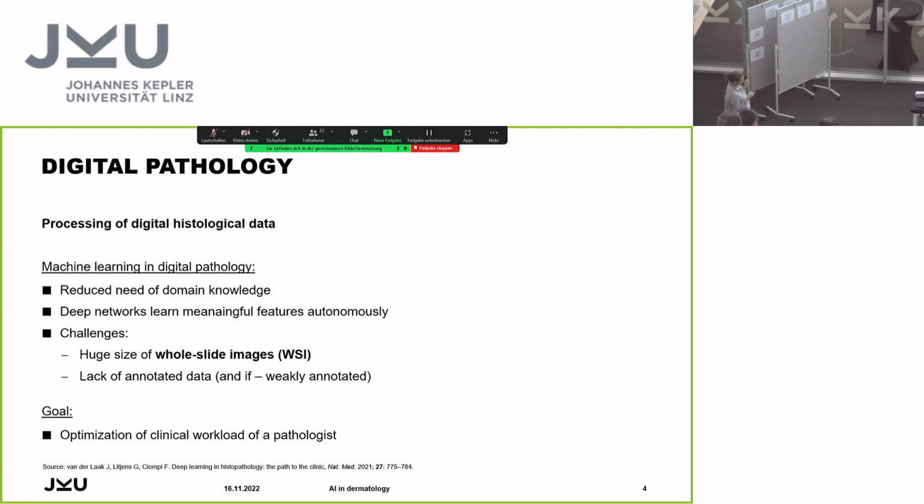If we use machine learning for that, we can reduce the need for domain knowledge, and deep neural networks at the moment can really learn meaningful features without knowing anything about the section, not even which staining or whatever has been done with it. They just need to see the section, and of course they need to know the target. That is mainly the diagnosis.